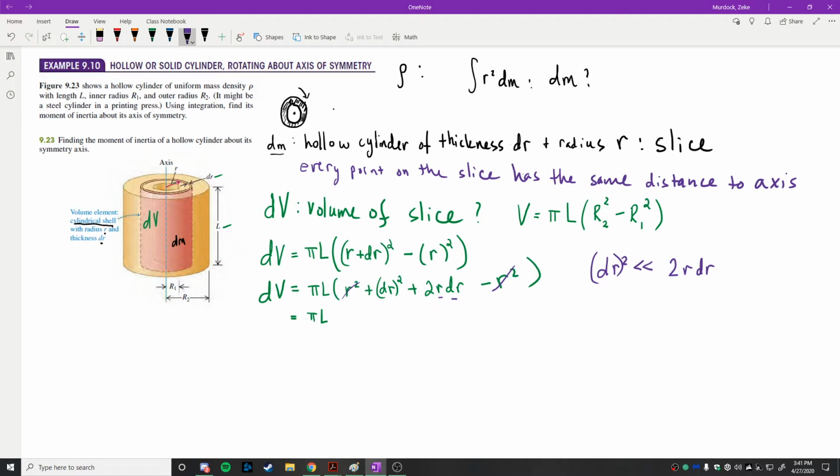Alright, copy. So what we're left with then, what I was saying is dr squared is going to be significantly smaller than 2r dr. And I'll give you a numerical reason why this is the case. But that's going to allow us to basically set this to 0. And our answer is just going to be pi L times 2 r dr. That's our dV.